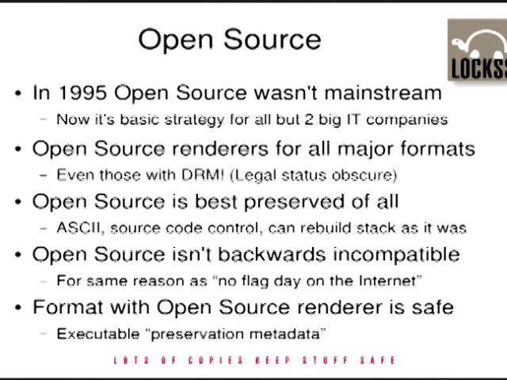Second, open source is extremely well preserved. The source code's in ASCII, so it's immune from format obsolescence. It's stored in source code control systems capable of rebuilding the entire software stack, the operating system kernel, all the utilities, all the applications and everything, as it was at any point in its history. And this isn't something special, some special preservation technology. It's an everyday necessity of the development process. The source code control systems are all carefully backed up by the development teams and others.